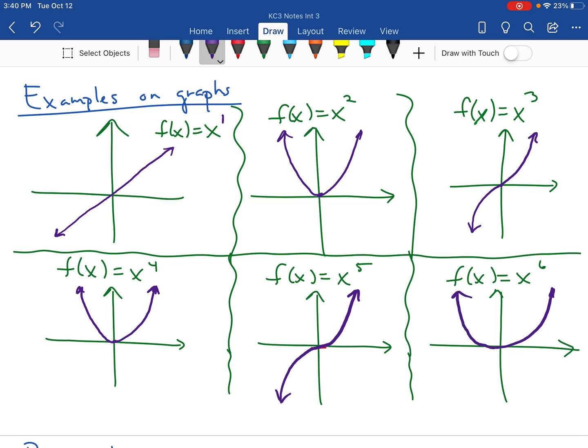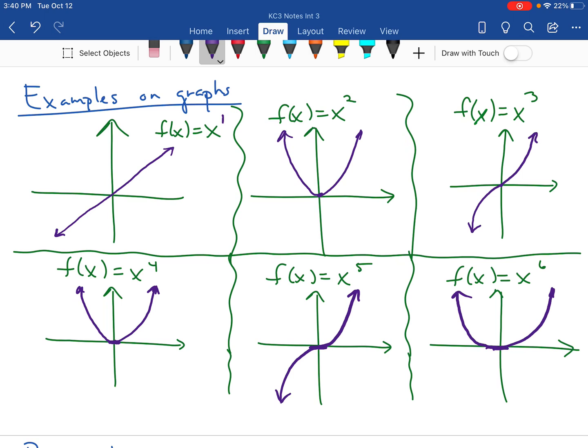Now, if you notice, the only difference between these graphs from x squared to x to the fourth to x to the sixth is that my u, my parabola, is getting wider. Okay, it gets flatter here towards the bottom every time you increase that exponent. And the same thing for my cubic function, x to the third and x to the fifth, it gets flatter here towards the origin. And that is the only difference.